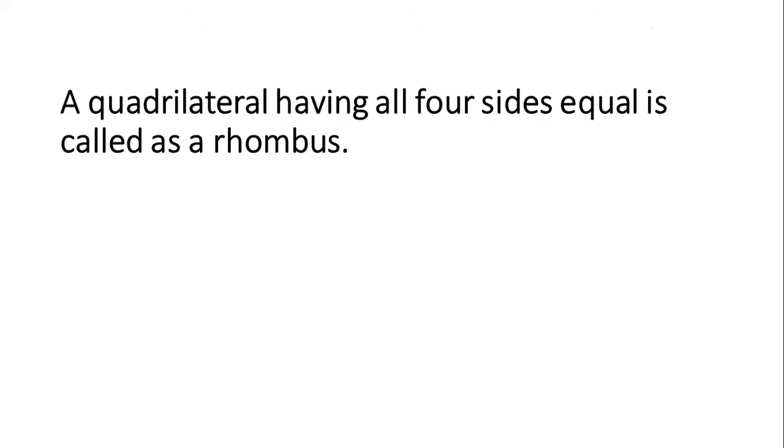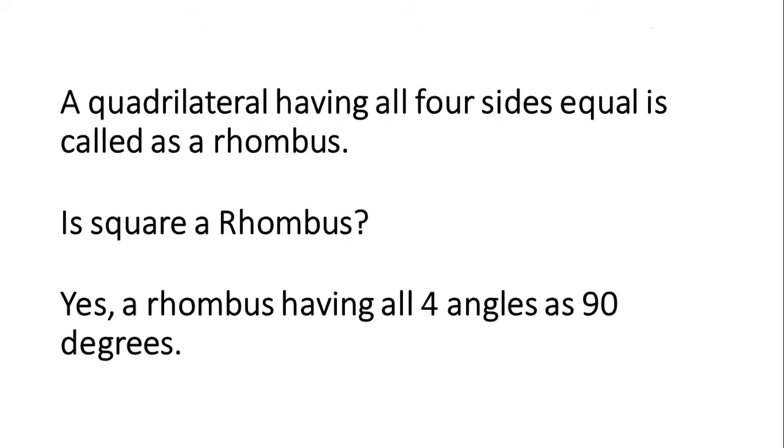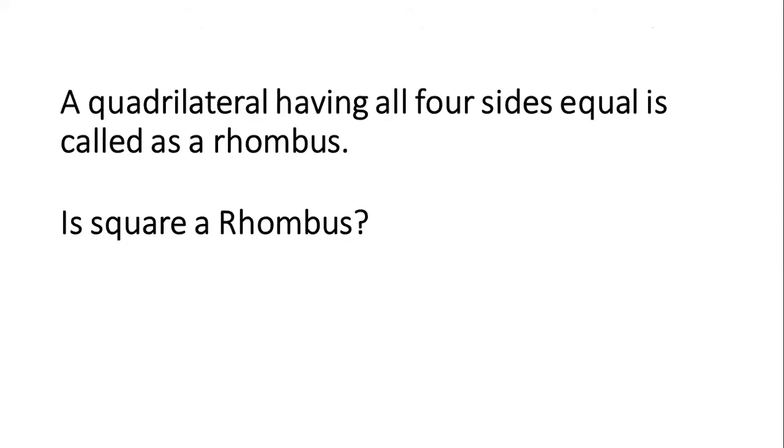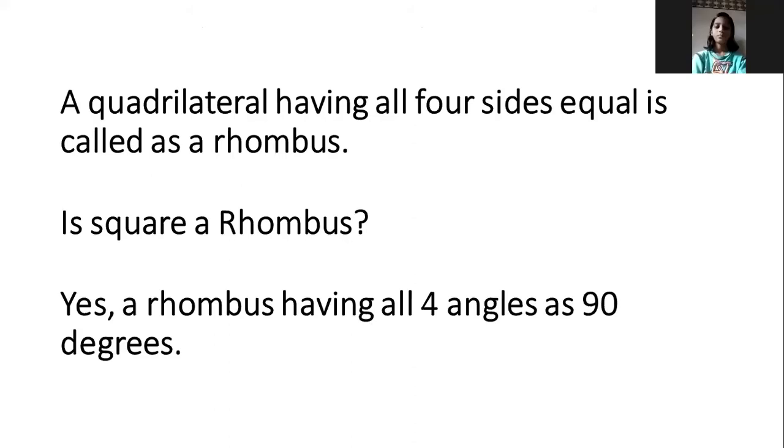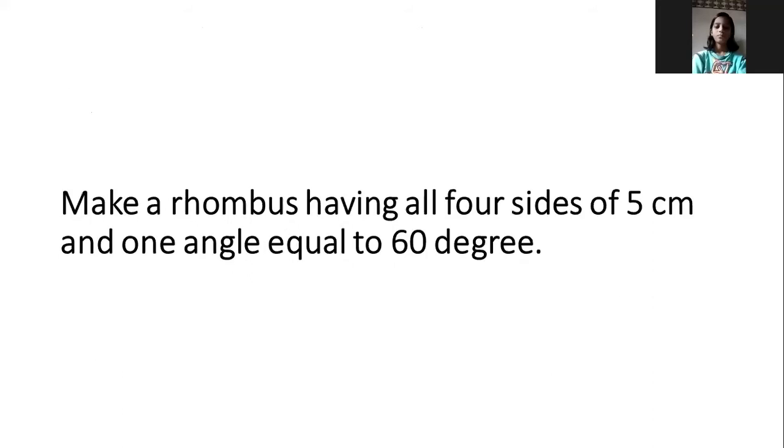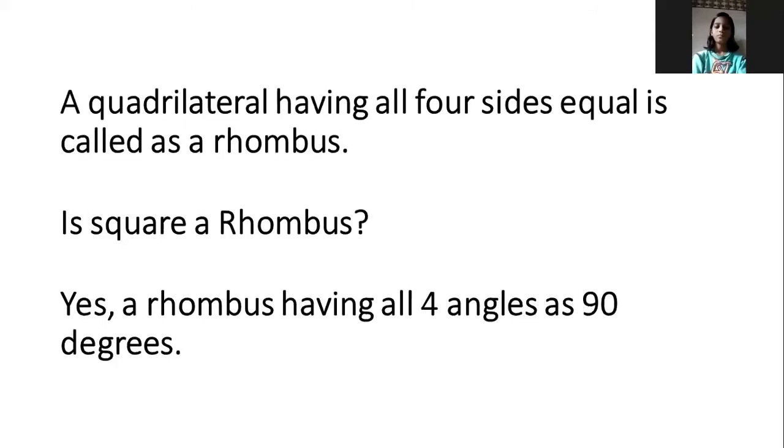So a quadrilateral having all 4 sides equal is called a rhombus, as we know. Next slide. We asked the question, is a square a rhombus? And we also discussed that. And we answered that yes, a square is a rhombus which has all 4 angles at 90 degrees. That is a square. Okay?